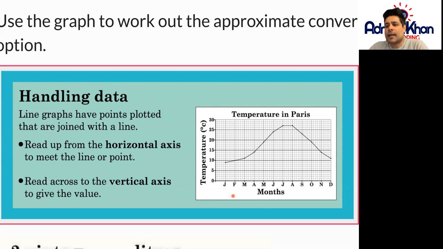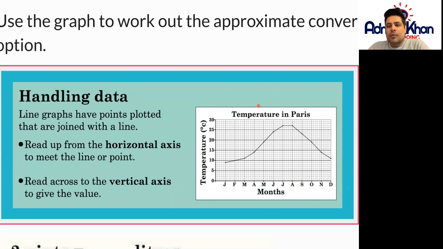In the horizontal axis, in this line graph, we can see that we've got the various months. And in the vertical axis, we've got the temperatures in degrees centigrade. And we're looking at temperature in Paris here.